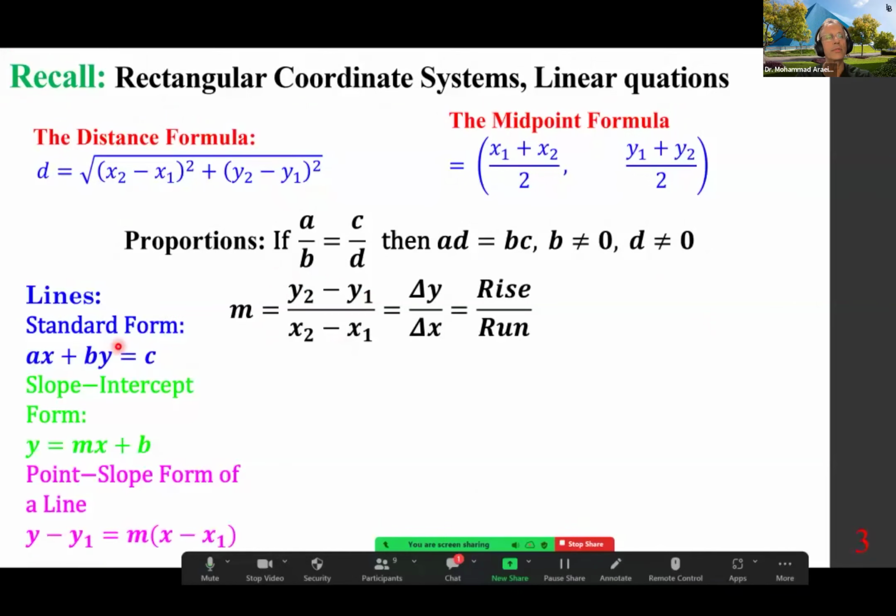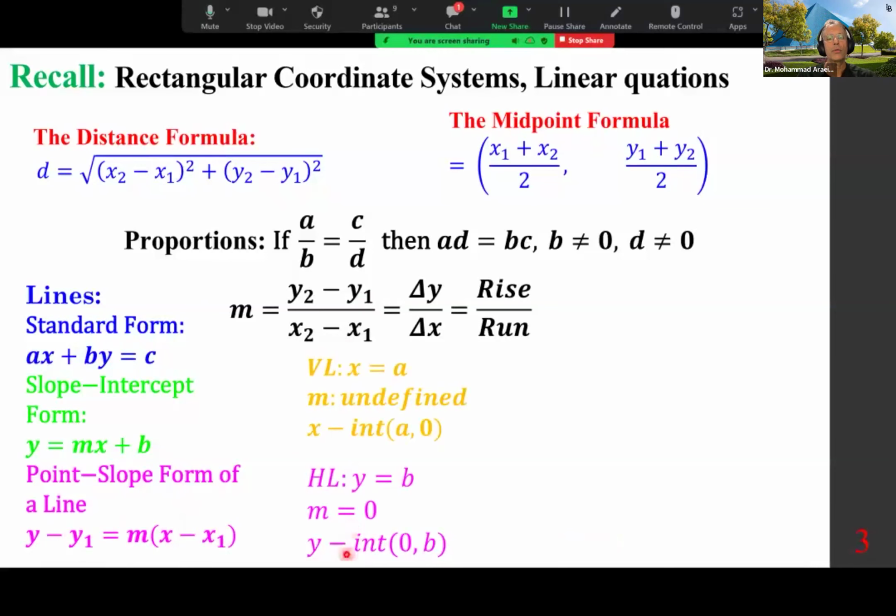Lines are in the form of standard, ax plus by equals c, slope-intercept form, y equals mx plus b, and point-slope, y minus y1 equals m times x minus x sub 1. Vertical lines: x equals a, slope is undefined, x-intercept at (a, 0). Horizontal lines: m equals 0, the y-intercept is at (0, b), and the equation is y equals b.